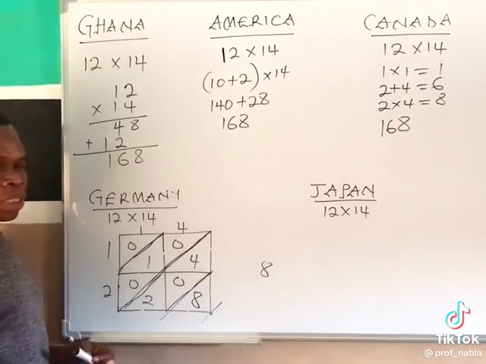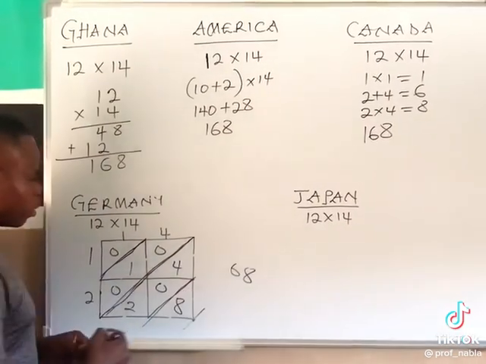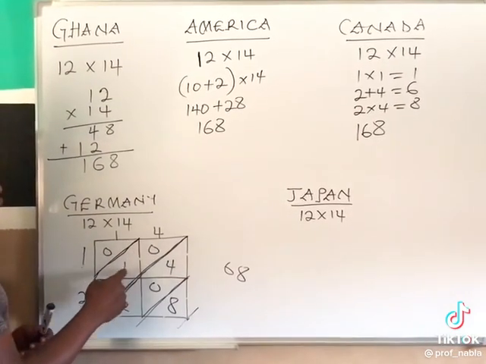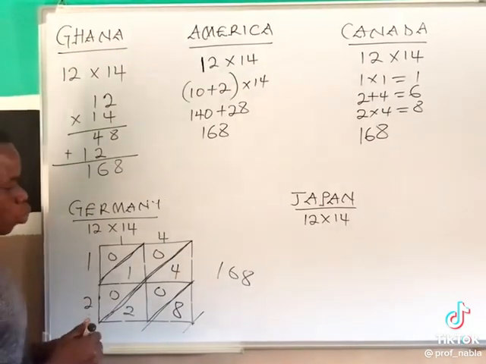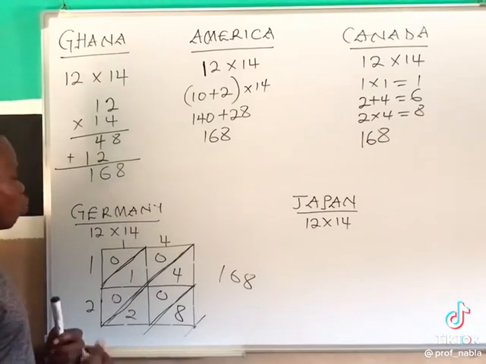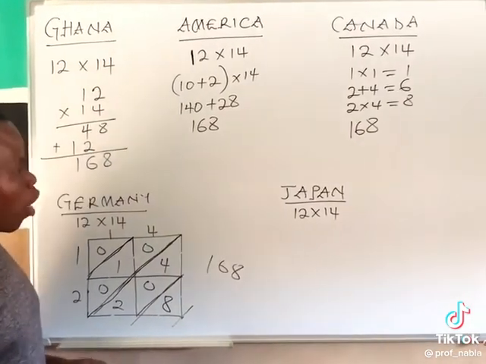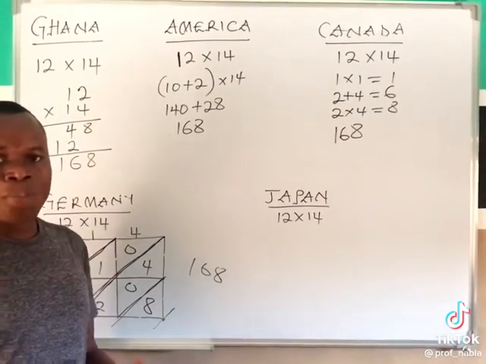So if I'm to add all these things together, I'll have 4 plus 0 plus 2, and everything will be 6. Then this path, I have 0, 1, 0. And 0 plus 1 plus 0 is 1. You see that this path, I have only 1 0. So I don't write it. Meaning, a German student will get 12 times 14 as 168 too. Now let's move to Japan, how a Japanese will solve this particular problem.